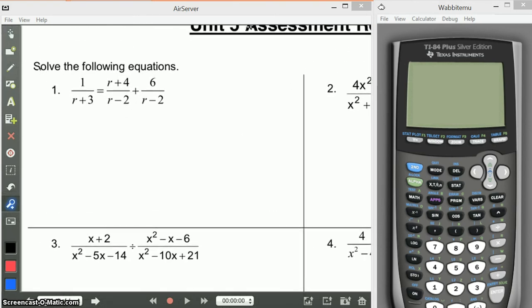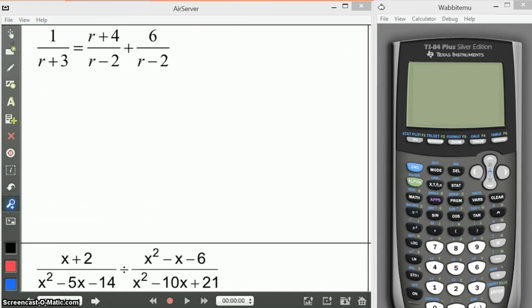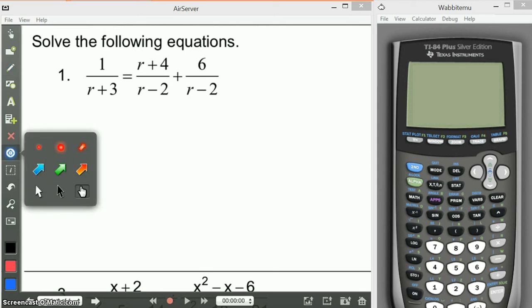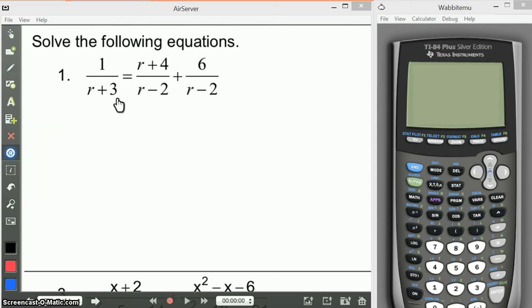Now as you can see, you're supposed to be solving the equation. So remember there are 4 steps that you need to follow. Number 1 is to try to factor the denominator, but as you can see they are all factored. So this is like r plus 3, r minus 2, r minus 2. You cannot really factor any of those. So the second step is to find the LCD.